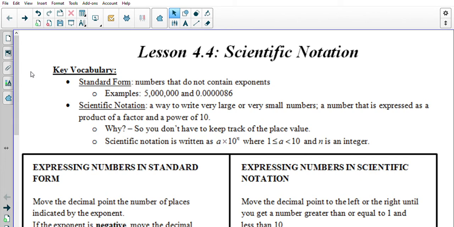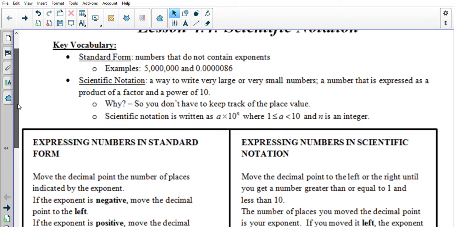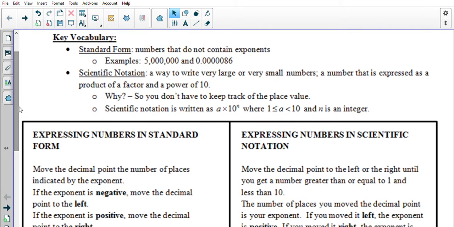So standard form is the way we typically write numbers. That's when we write numbers without those numbers containing exponents. So we can write a number as 5 million, or we could write it as 0.00000086. We can write it as 6 and 6/10. That's standard form. That's the way we typically see numbers written. Scientific notation, though, is a way to write very large or very small numbers.